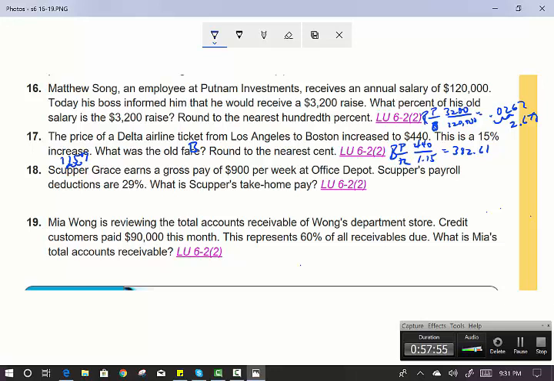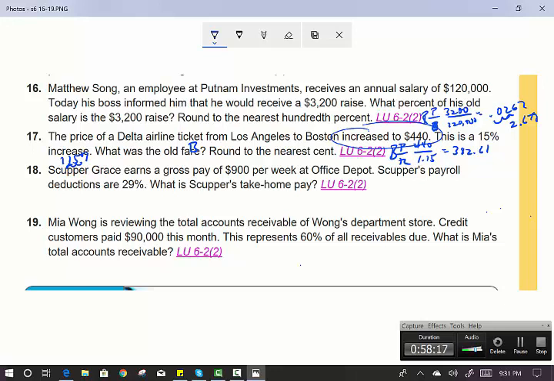Note the type of problem, it increased to 440. That's how you can identify that as an increased type of problem. Number 18, Scooper Grace earns a gross pay of $900 per week at Office Depot. Scooper's payroll deductions are 29%. What is his take-home pay?